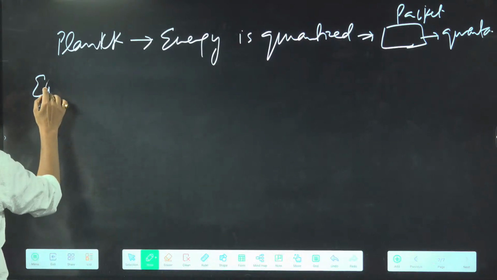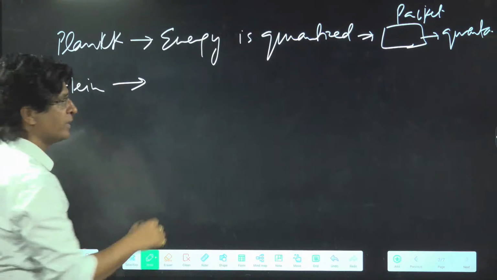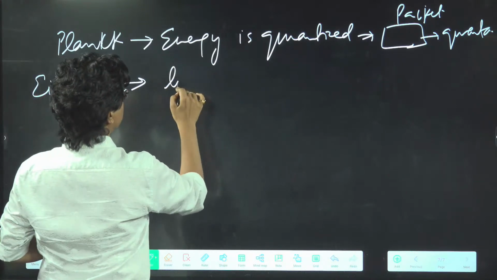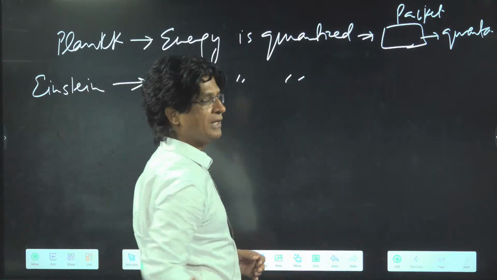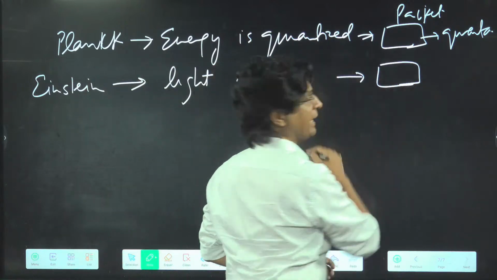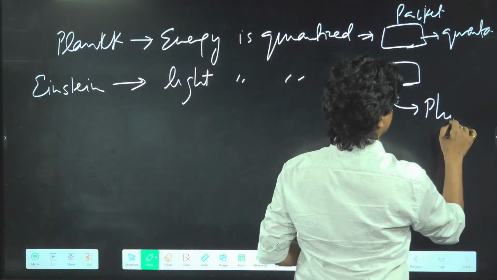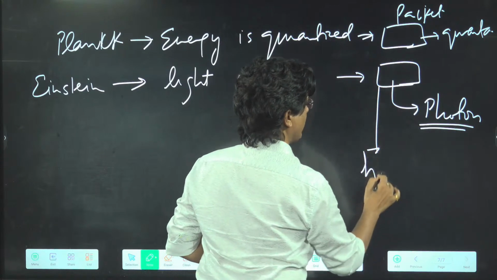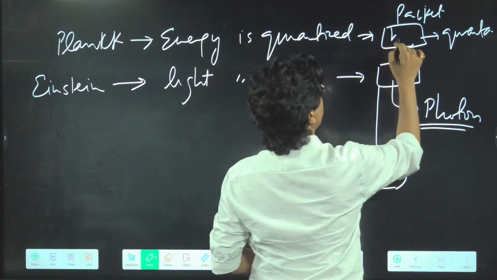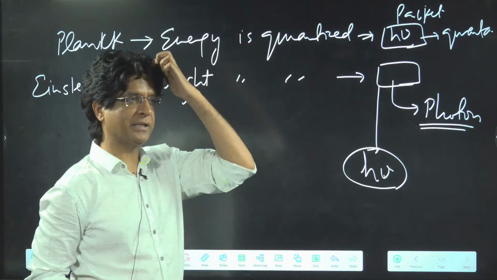Einstein said that whatever Max Planck is saying is correct. That means light, which is nothing but a form of energy, is also quantized. It travels in the form of packets, and these packets Einstein called photons. And each packet has an energy h nu. Are you getting it? Is that clear?